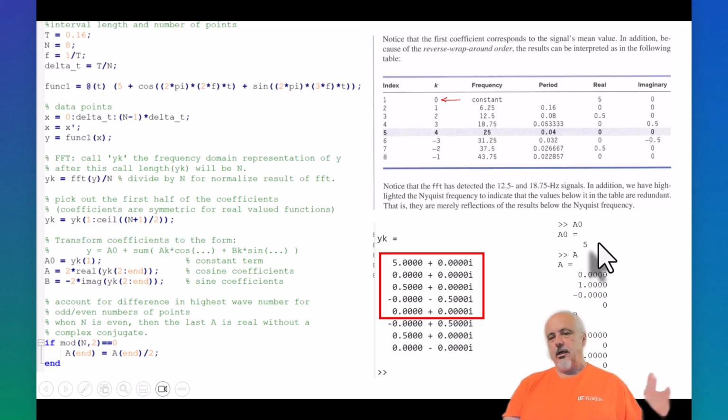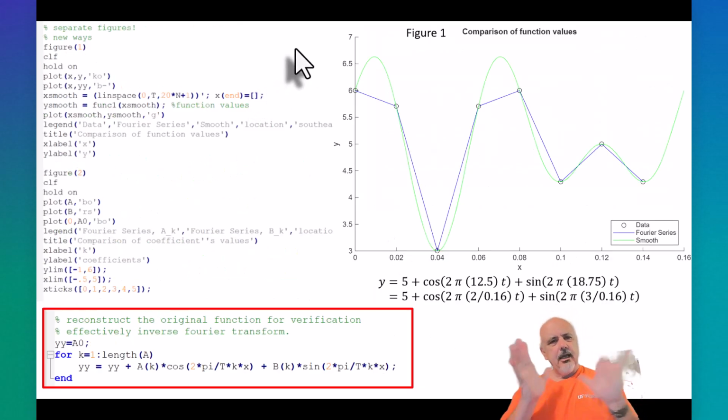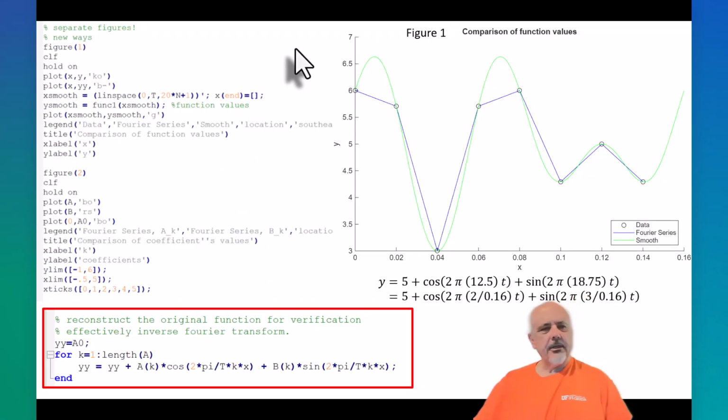I get my A naught as 5. I get my A for the second harmonic. That's going to be the cosine is a plus 1. And then for my B, the third harmonic is a plus 1, which is correct for sine. Okay, let's see how this looked in a plot type of thing.